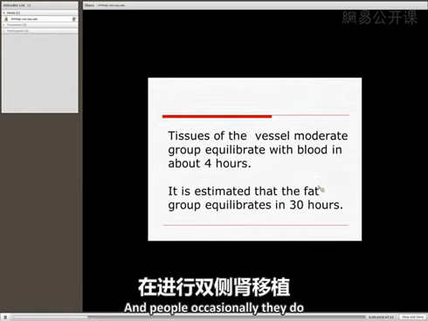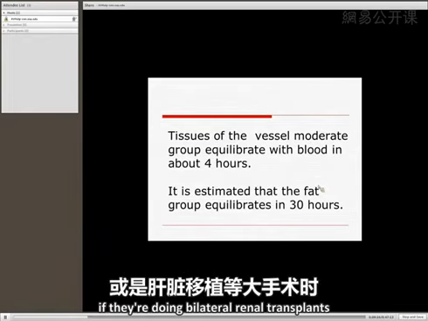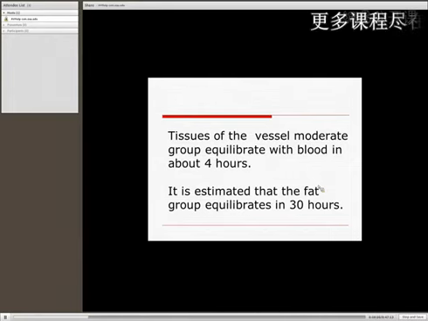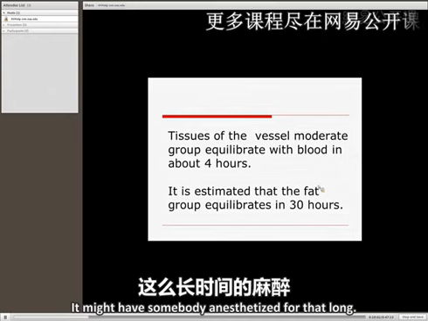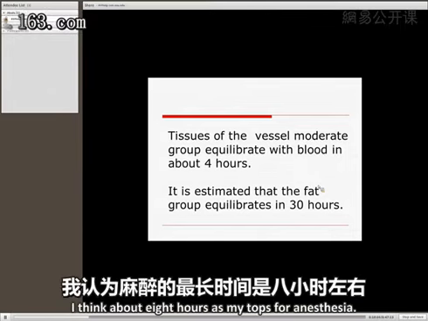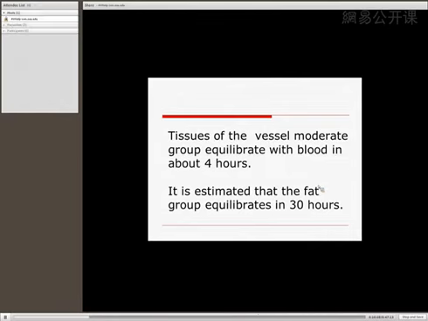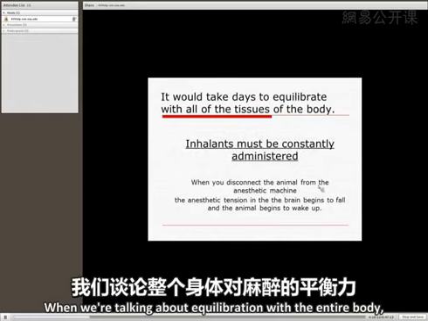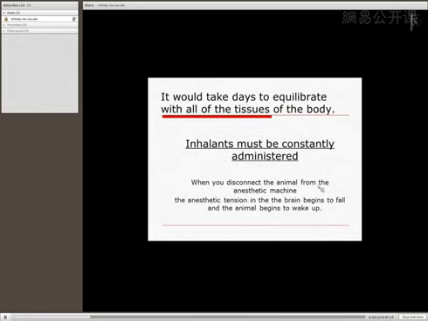People occasionally do, if they're doing bilateral renal transplants or total liver, those sorts of things, they might have somebody anesthetized for that long. I think about 8 hours is my tops for anesthesia, and that is plenty long. When we're talking about equilibration with the entire body, we're talking about days.